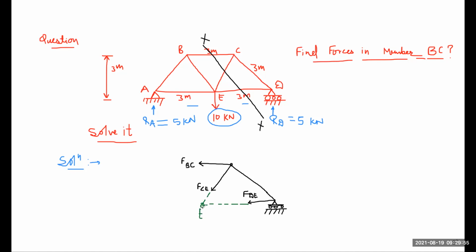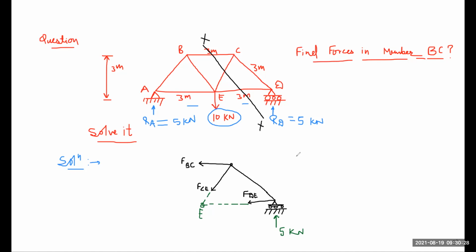Next, what we do? Here these will meet at point E. Here we have a reaction force of 5 kilonewton. Next, you take the moment about point E. We cut the section into parts, so here you take the moment about point E.